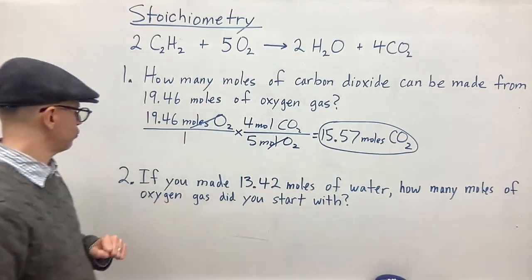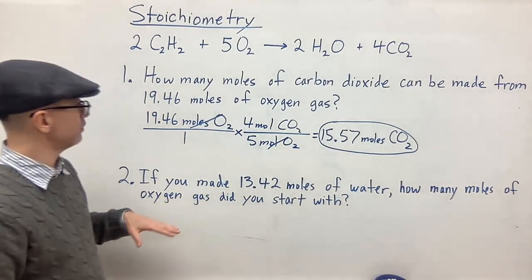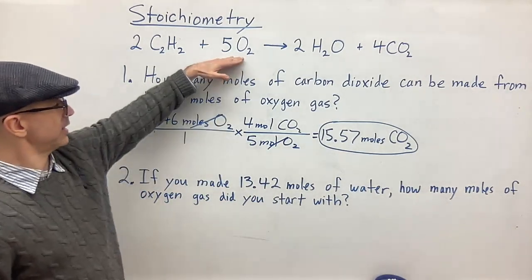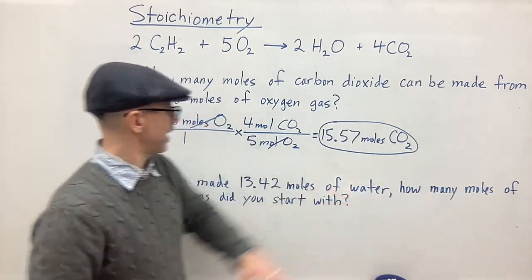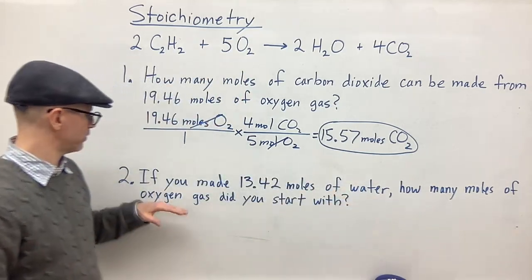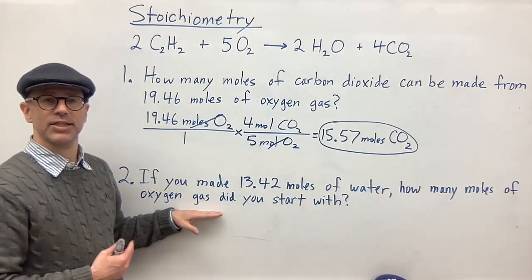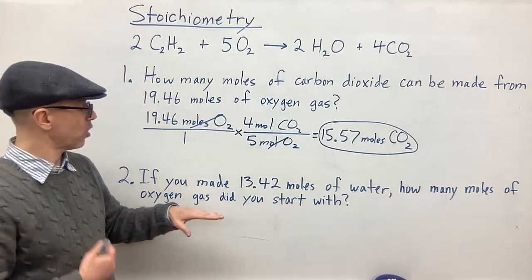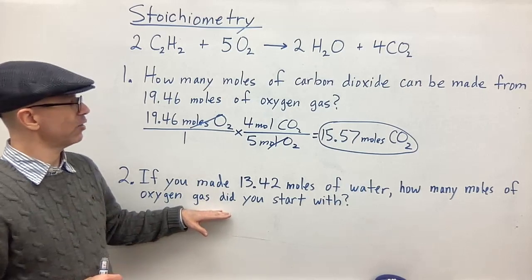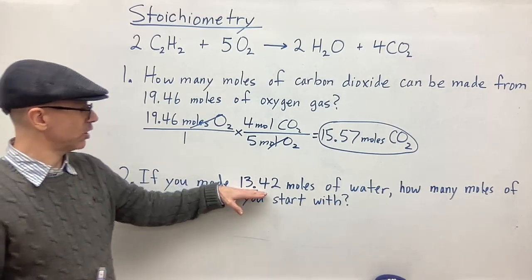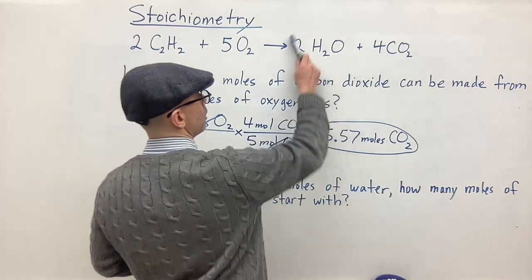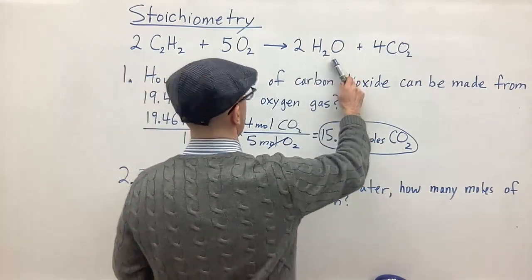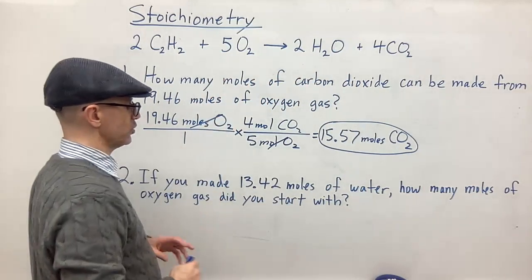What about example 2? Here, instead of giving us a reactant like last time, they're now giving us a product, water, and they're asking us how many moles of oxygen gas did you have to use or did you have to start with in order to produce this amount of water? So we're kind of going backwards a little bit. So they're giving us water and they want to know, well, how much oxygen was used up.